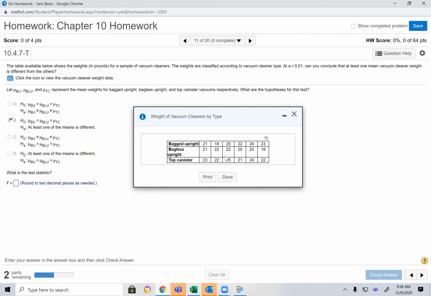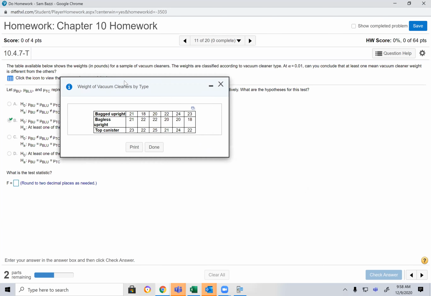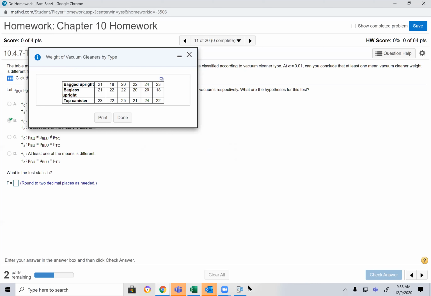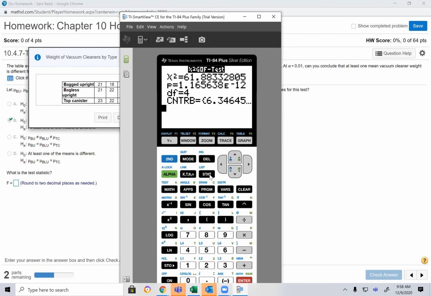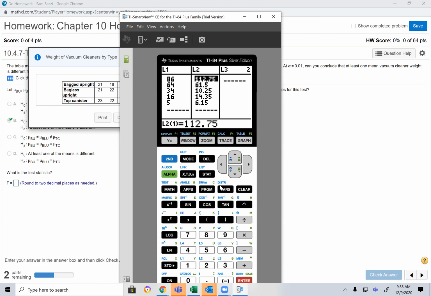And now the test statistic. Would someone remind me how to find the test statistic for this one? Okay, I guess I'll say it. So you put the data from the first sample in L1, the data from the second sample in L2, and the data from the third sample in L3, and you run ANOVA. Let's do that. Just gonna show you how to work this one out. So stat, edit, enter, clear.